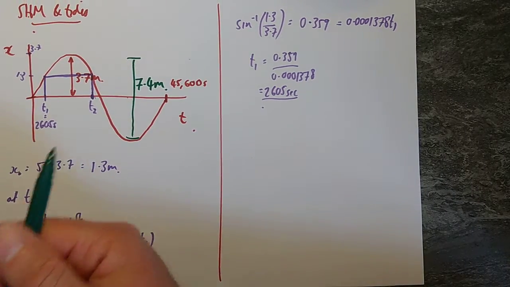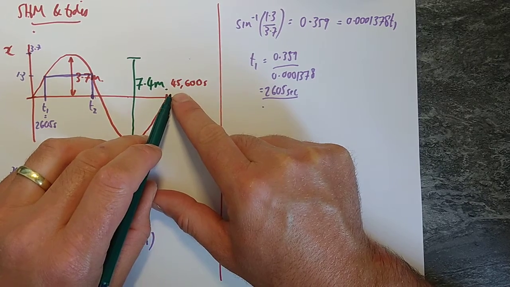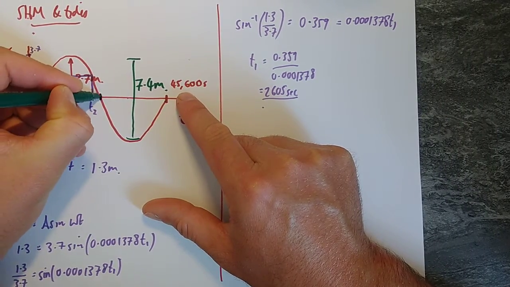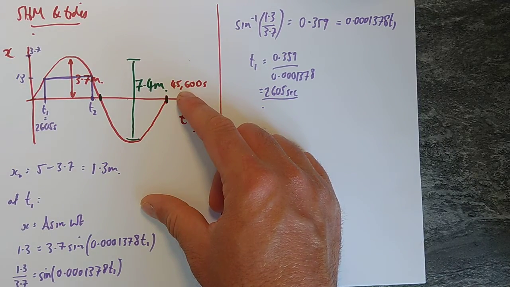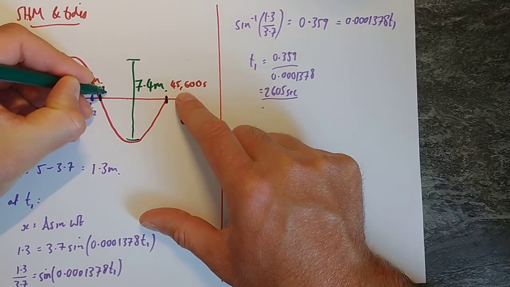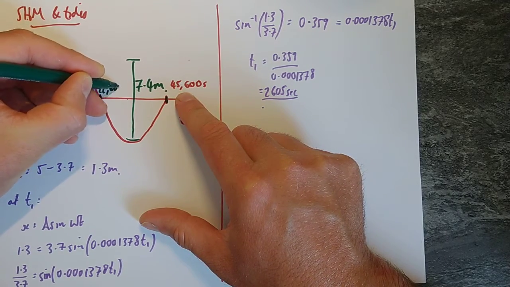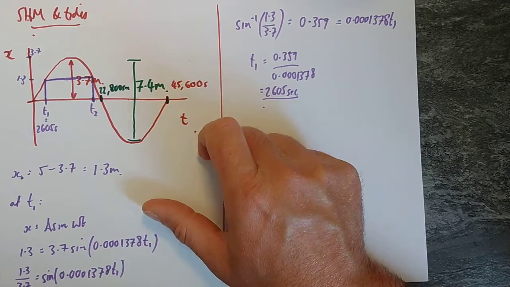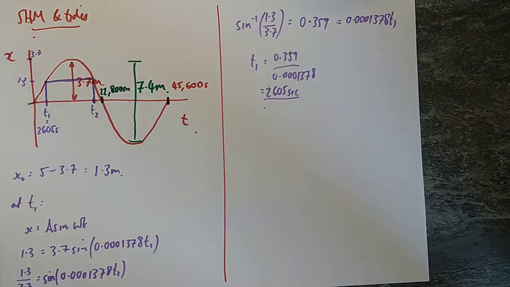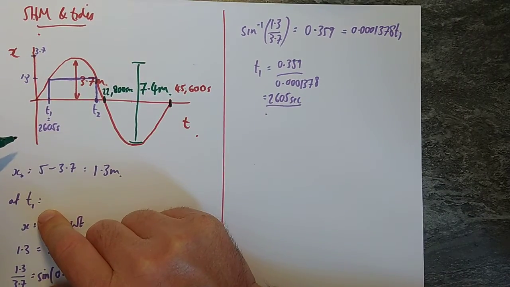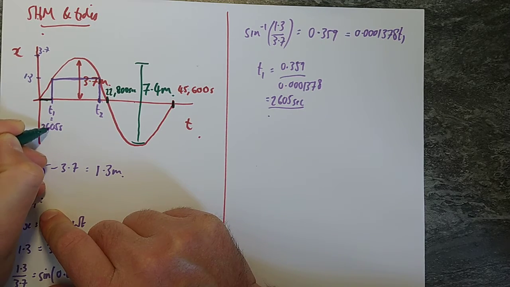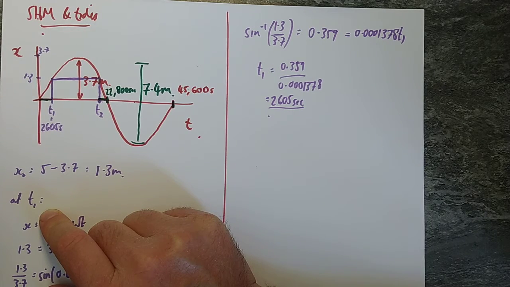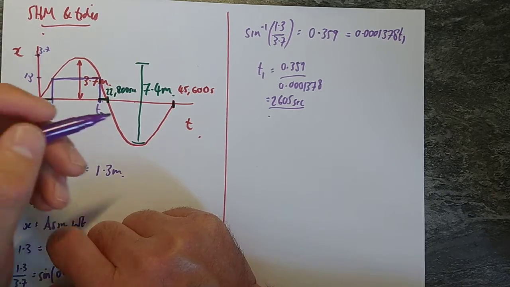So if we look at this point here, this is 45,600 seconds. So that's that point there. If we halve that, we get 22,800 seconds. Okay, so that's a midpoint of our cycle. This graph here is symmetrical. It's not come out particularly clearly on my graph, but if that distance there is 2,605 seconds, that distance there is also 2,605 seconds.